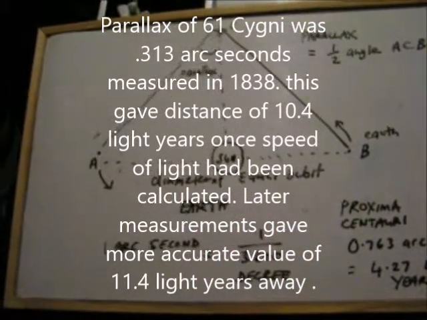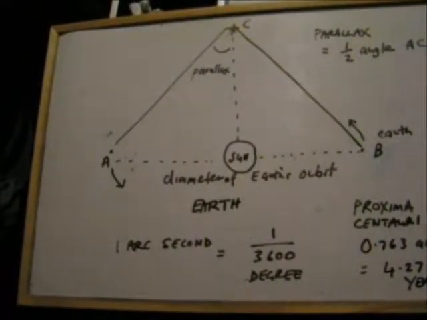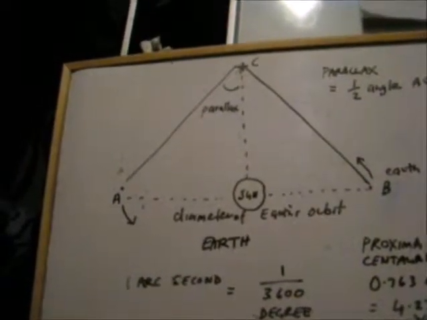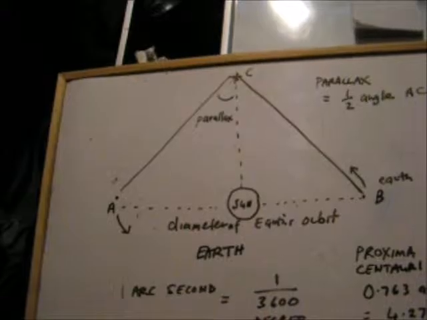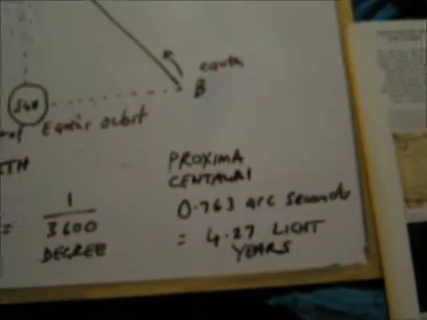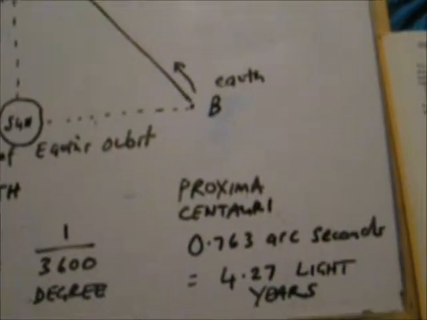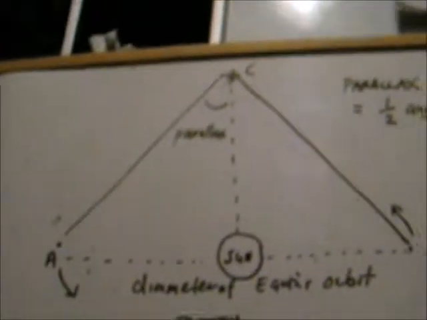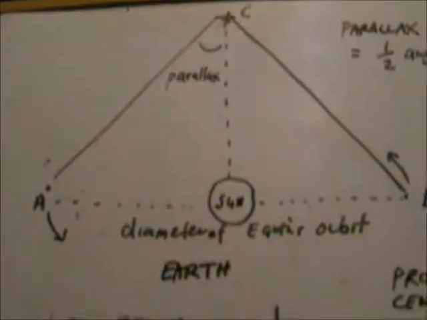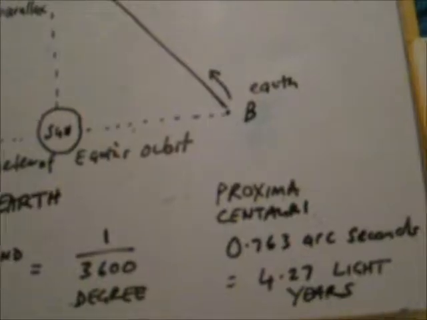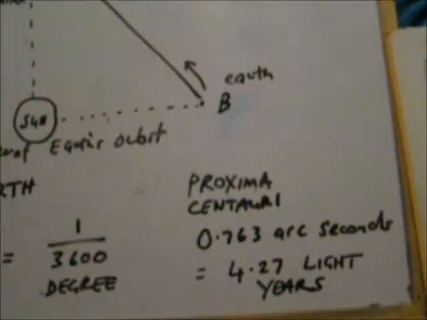But the nearest star is further away than that. It shows a much smaller parallax. So the smaller the parallax, the further away the star is. And the nearest one we've got to Earth is called Proxima Centauri, and it's a 0.763 arc seconds apparent jump. So the smaller the value of the parallax, the further away the star is.